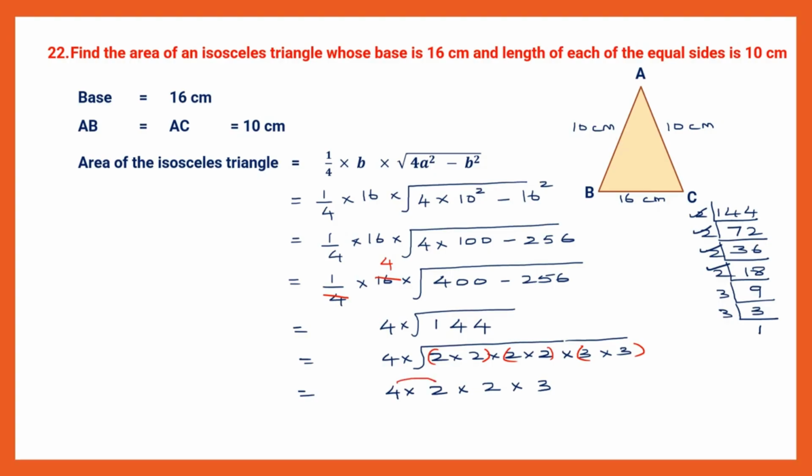4 2's are 8. 8 twos are 16. 16 threes are 48. So the area of the isosceles triangle is 48 centimeter square. So this is our final answer. So in this case, what we have done is we have used the area of the isosceles triangle formula directly to find it.